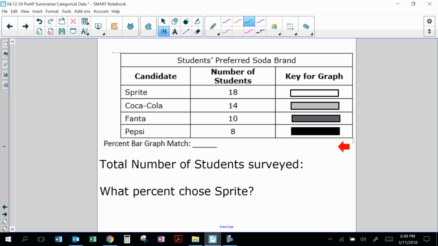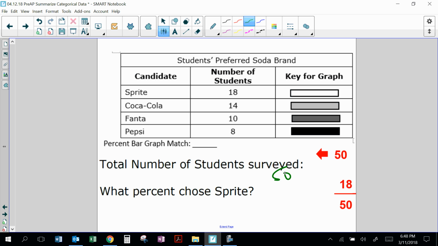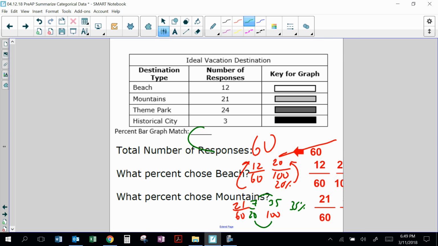And our next one is, they ask people, what's your favorite soda? And here, I believe they asked 50 people. 18 out of 50 chose Sprite. What percent is that? Times 2 relationship, 36 over 100, or 36%. And we look at our survey, and this is a little less than 40, so it is A.